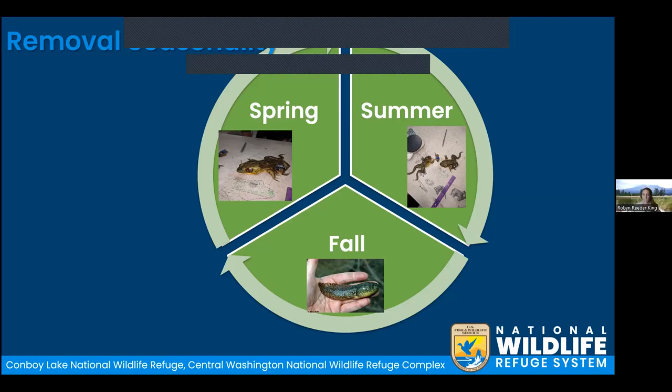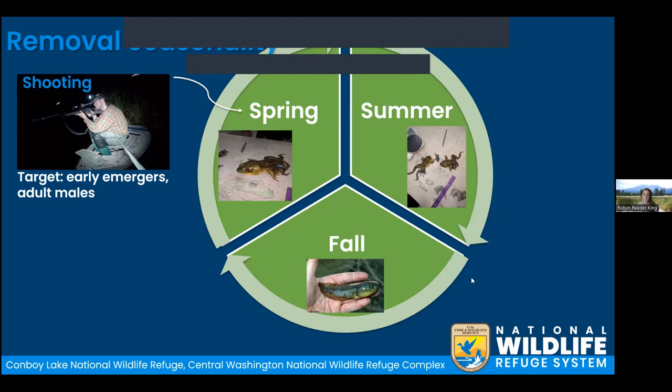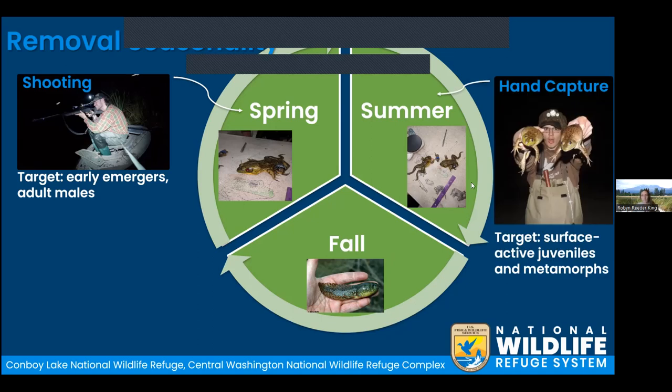Thanks, Trevor. So three seasons of field work has given us a great idea of which methods we should use to most efficiently remove frogs. And this is largely dependent on life stage, which is influenced by time of year. So what we learned is that in the spring, we target early emerging adults. And then in late spring to early summer, we start to target breeding adults. And we have experienced that shooting is the most effective method for targeting and removing adults, particularly .177 and .22 caliber air rifles, and also wary individuals.